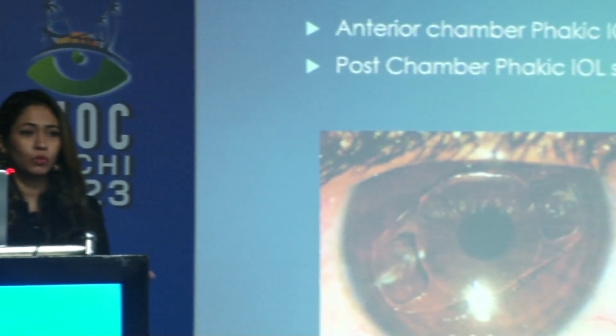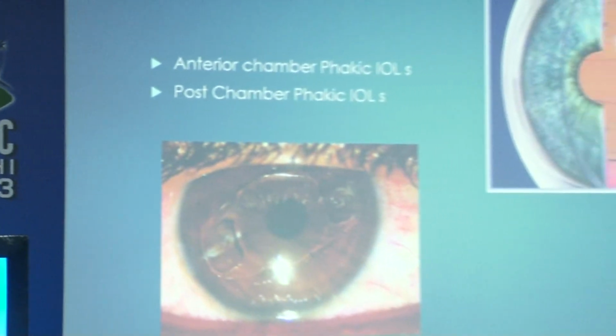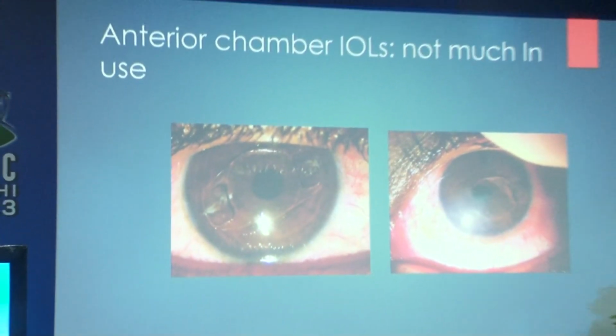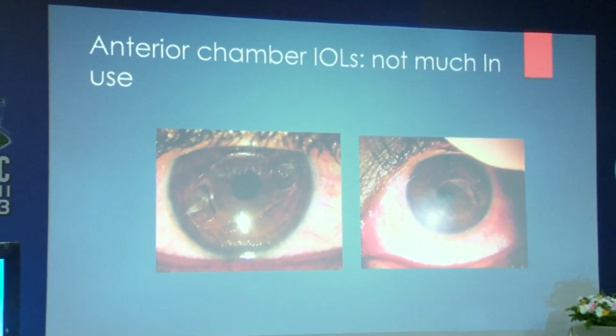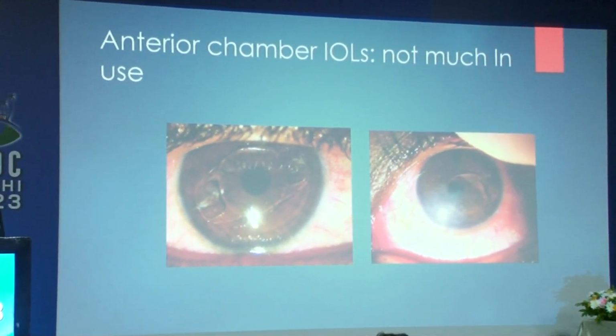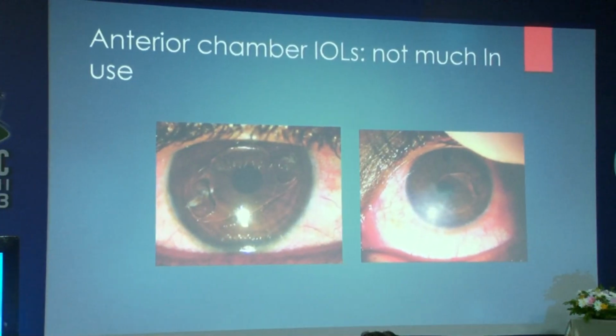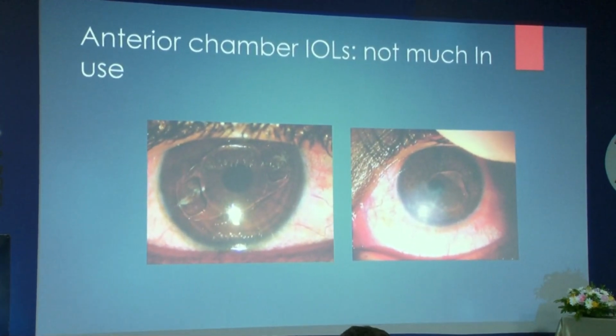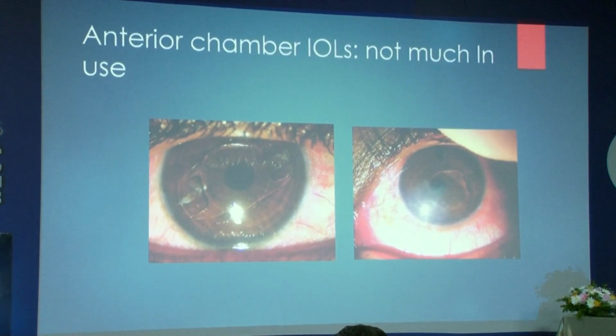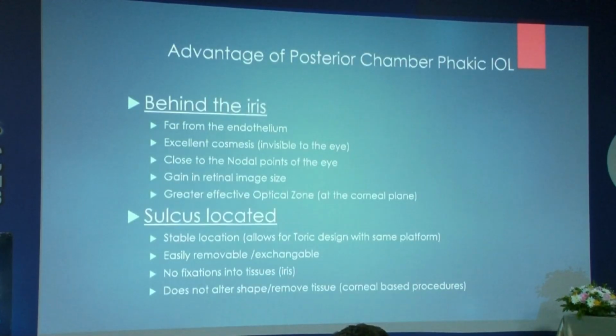The older version was anterior, and now there is posterior as well. Anterior chamber IOLs are not much in use, the reason being that they lie anterior to the iris. Because of which, apart from the huge cosmetic blemish, they also have a lot of chances of corneal endothelial touch, which can lead to decompensation.